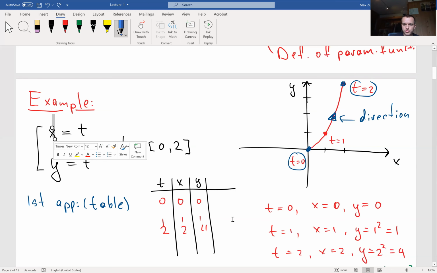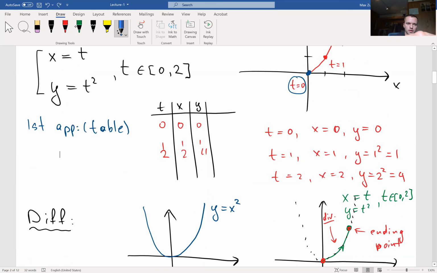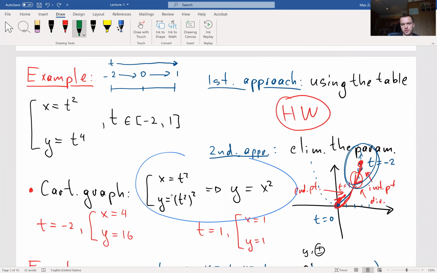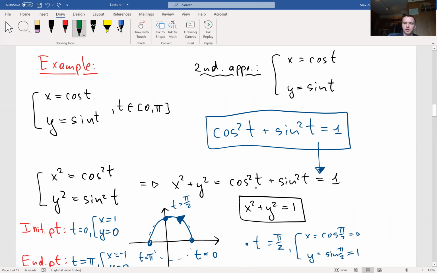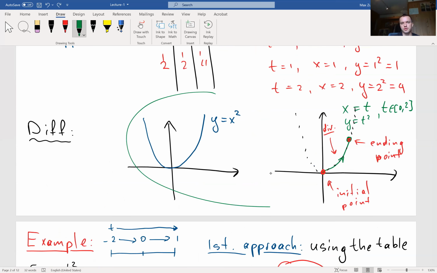The first approach to sketch the graph is just using the table. I recommend you do a couple of problems just to practice. But then we can use the second approach, which is the elimination of the parameter. You can either use algebra or the trig identity, which we did over here. And this picture over here just shows you a clear difference between Cartesian and parametric equations. The Cartesian equation is going to be the solid graph. For a parametric equation, you have two important points and a direction.